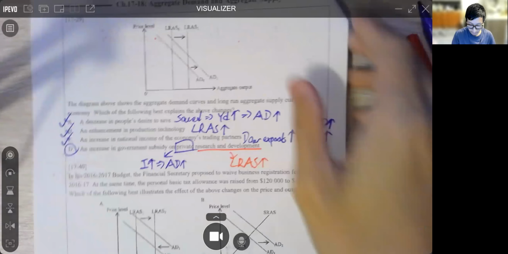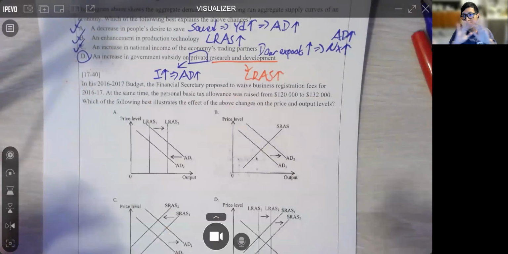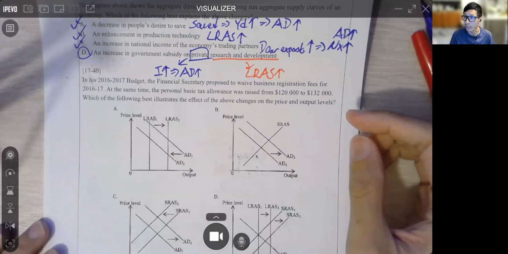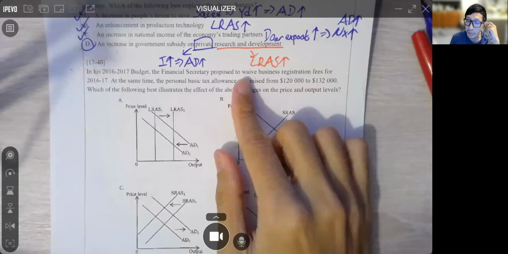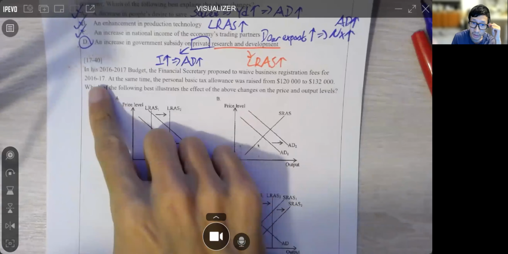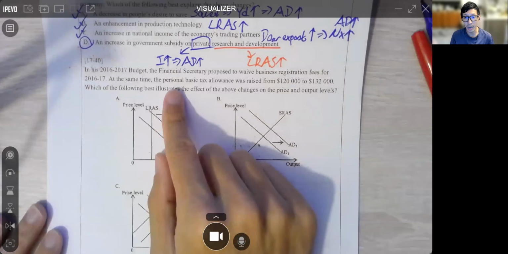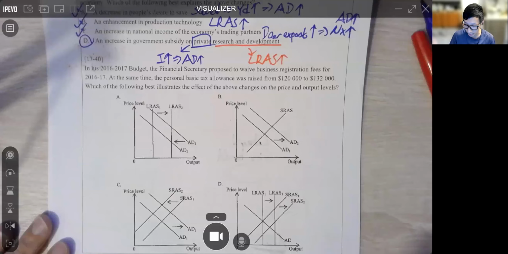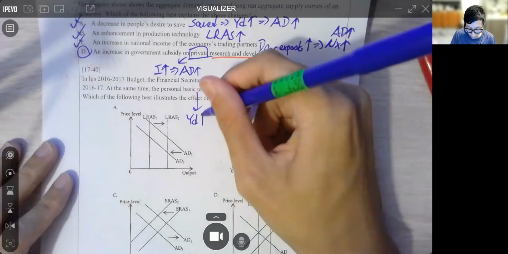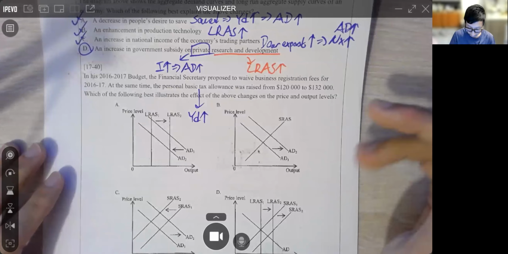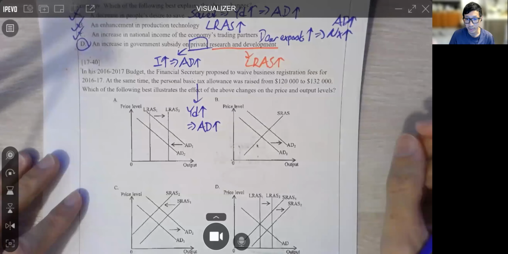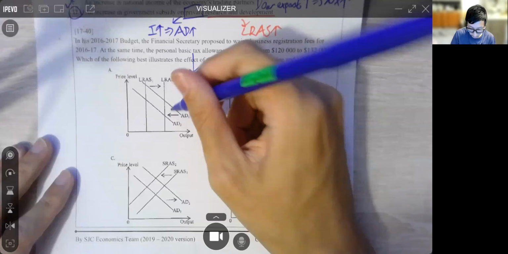OK，好，跟我呢个啦。This question is the question that I still cannot fully explain. 阿 Sir 都系唔，仲系唔识解呢条嘅，过咗咁多年都系唔识解啦。OK，on one hand，propose to waive business registration fees. OK，for the coming year, okay. At the same time, personal basic tax allowance was raised. 好啦，我哋简单啲啦。这个而家 allowance 多咗，okay. So we have more money to spend. Therefore, AD would increase, disposable income. AD increases. 好，所以我哋望望啦。This one not correct.